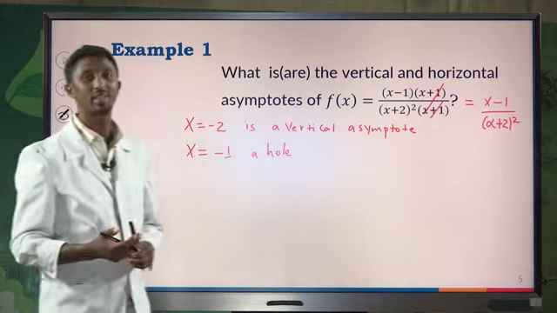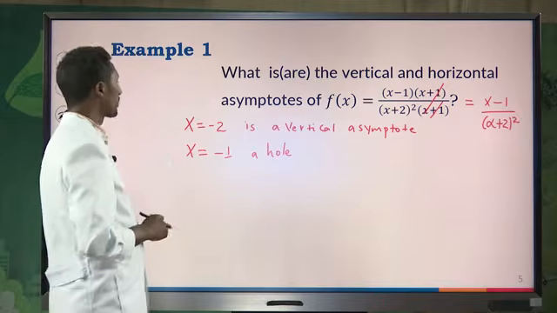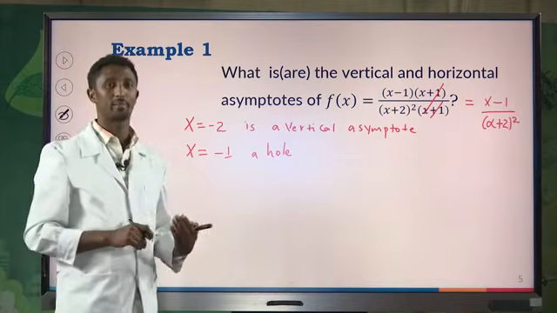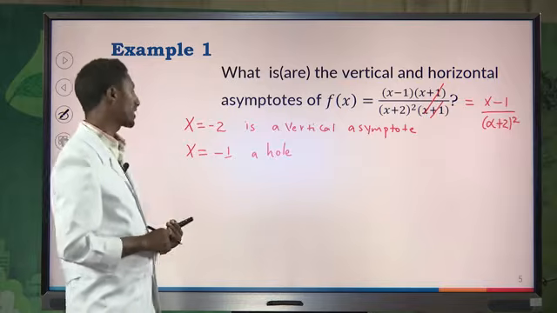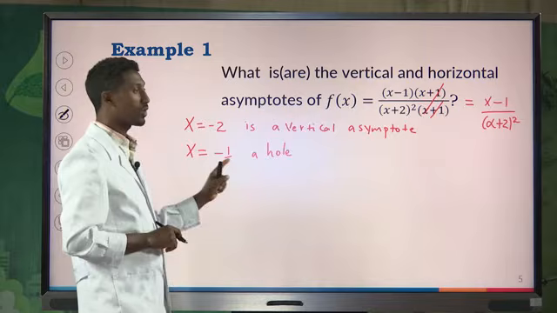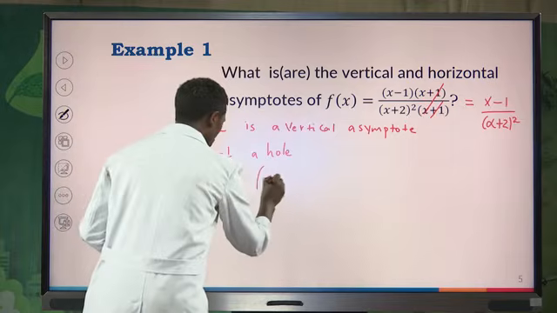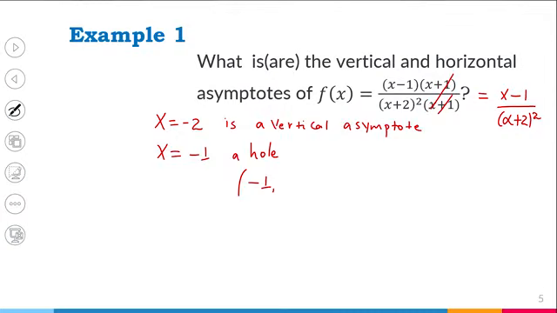So how can we determine the hole on the graph of this rational function? To find or to determine a hole of a rational function at x equals minus 1, substitute minus 1 into the simplified function. So at x equals minus 1, we have to substitute minus 1 into the simplified one. So the value of y is f of minus 1.